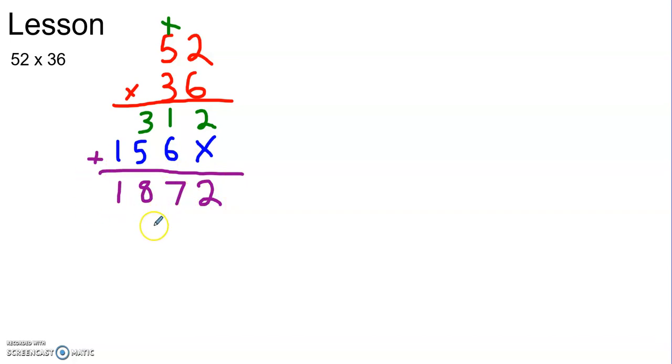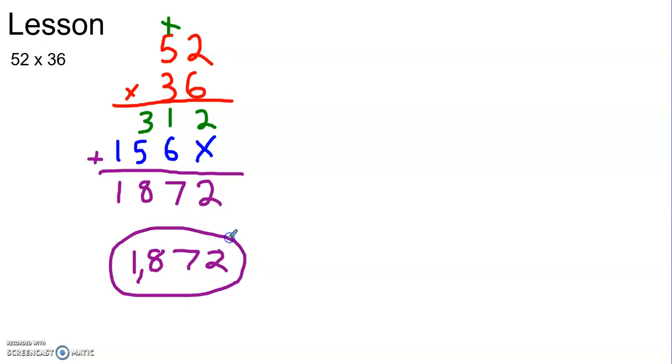But I never want to circle my answer here. I'm going to get myself confused. So I'm going to rewrite my answer, 1872. And then I'm going to add my commas. Remember, that's every 3 digits. So I go 1, 2, 3, a comma goes here. So now it's easy to read that this is 1,872. Note, I did not use the word "and" because I have no decimal. And then I'm going to circle it because that's my final answer.